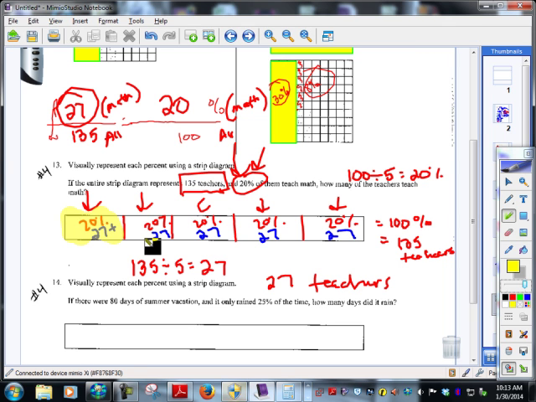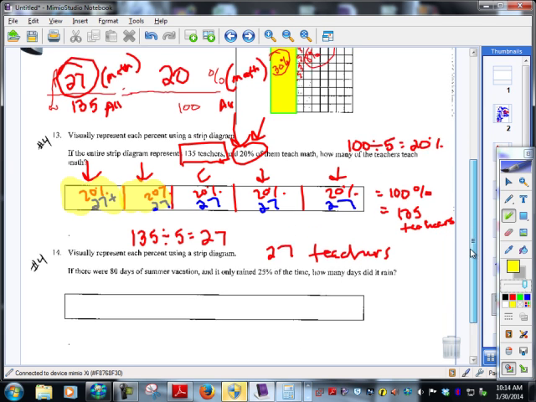Chris? 27 teachers. If I said, what if 40% of the teachers were math teachers, how many would be math teachers then? At least tell me how you could get it. You might not be able to do the math in your head, but could you at least explain to me how to figure that out? Jake, could you explain how to figure that out? If I said that 40% of the teachers taught math, how many teachers is that? Times 27 by 2, that would be 54. You got it.